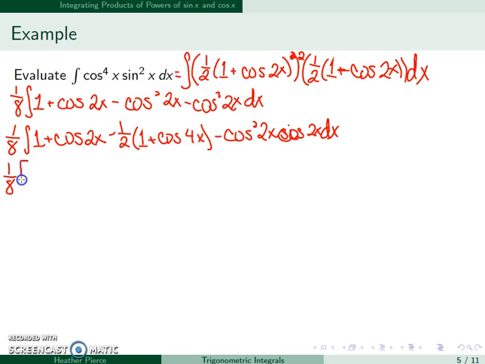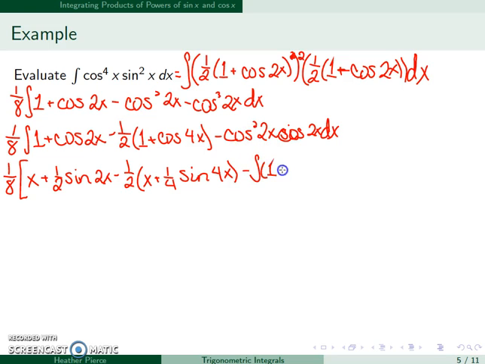I have 1/8 times x plus 1/2 sine 2x minus 1/2 x plus 1/4 sine 4x, minus the integral of, and I'm going to rewrite this cosine squared using 1 minus sine squared 2x, times cosine 2x dx. I'm now going to have to use a u substitution for this integral.